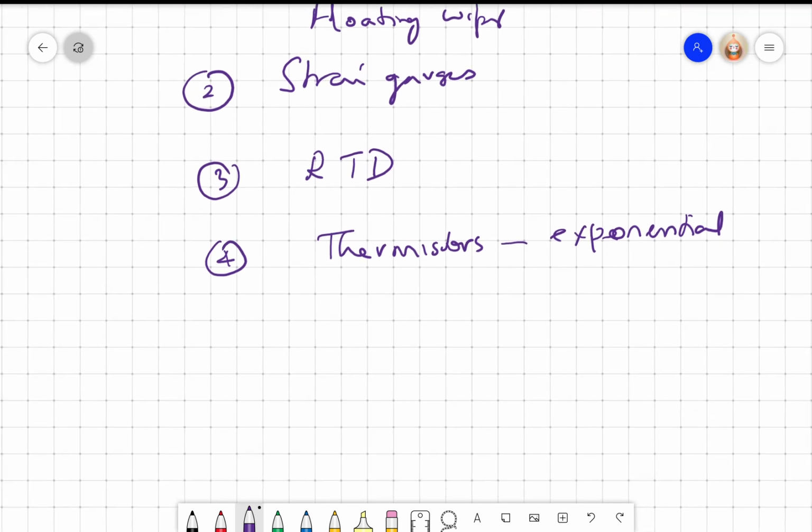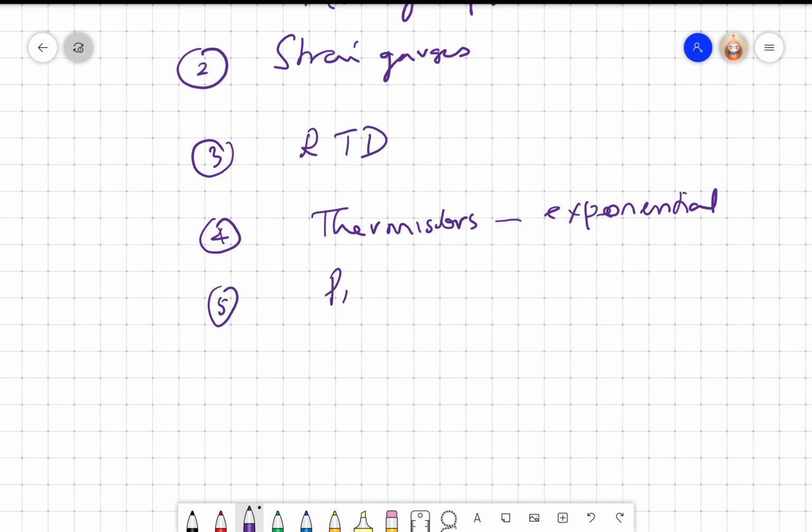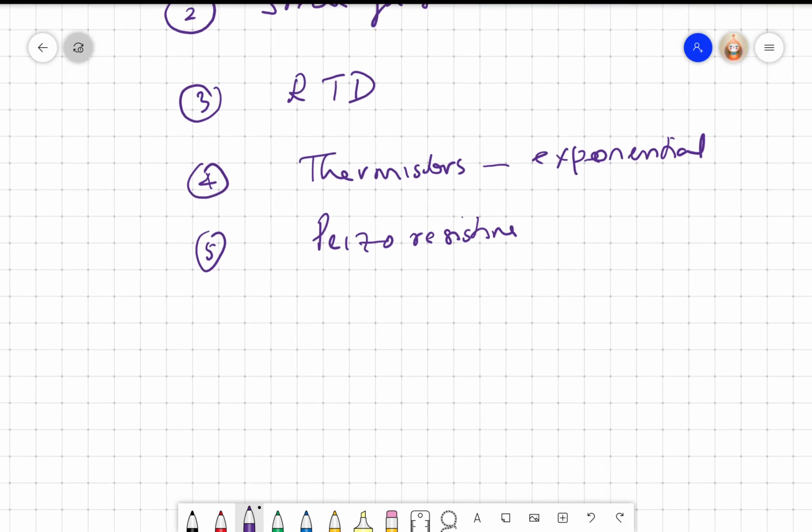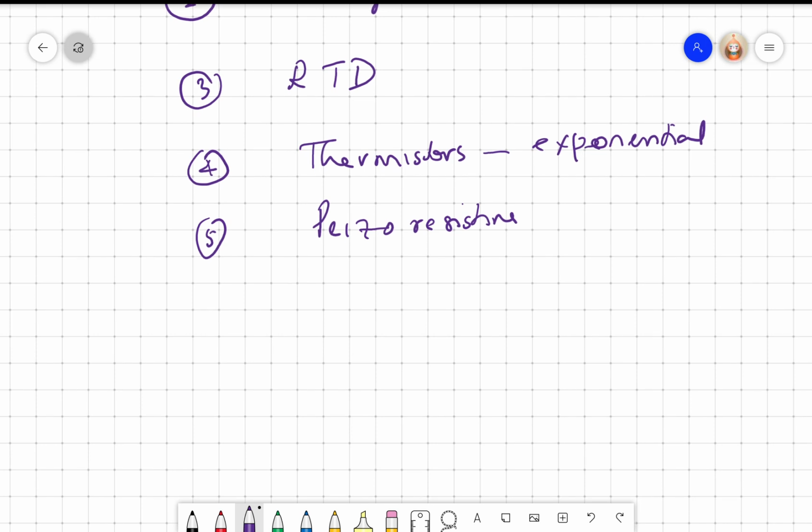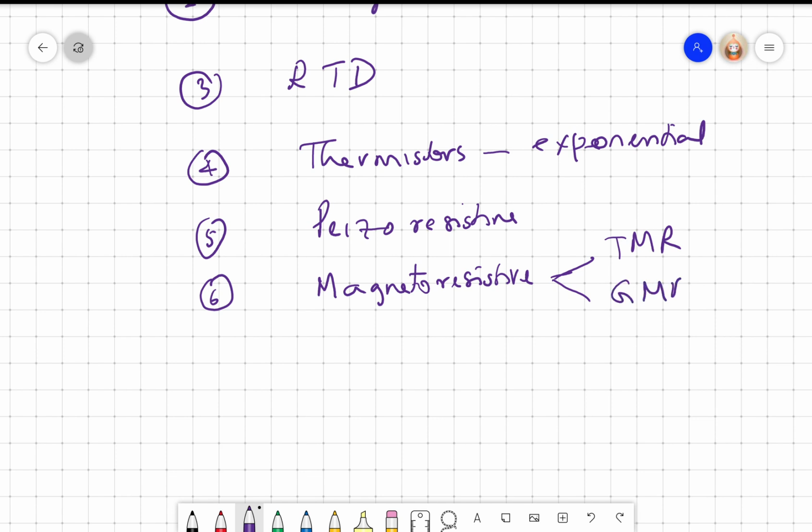from the thermistors. Then we learnt about piezo resistive transducers. This again, piezo resistive, we will revisit a little later. When we talk about different types of transducers and what is happening today, there is also another type of transducer called magneto-resistive. So there are two types of magneto-resistive: tunneling magneto-resistive, called TMR, and giant magneto-resistive transducers. These are quite popular nowadays.